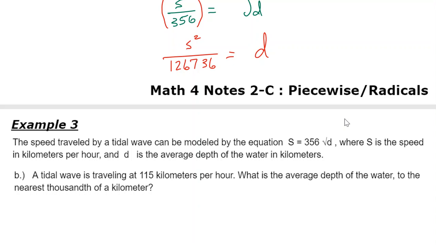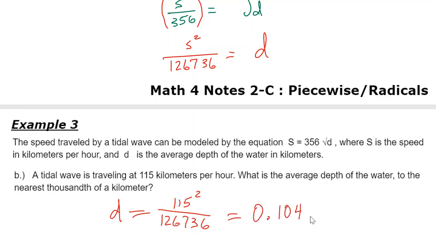Because sometimes you'll have speed in kilometers per hour and you'll have your depth in meters. That's not the same kind of unit. So here actually, it's kilometers per hour, and the depth in kilometers is actually relatively similar. So we're going to plug in the 115 where the S was and square that and divide it by 126,736. And when we come out the other side, it is about 0.10435. Well, the 104.3 tells us that the 4, we're not going to round it up. It's going to stay where it is.